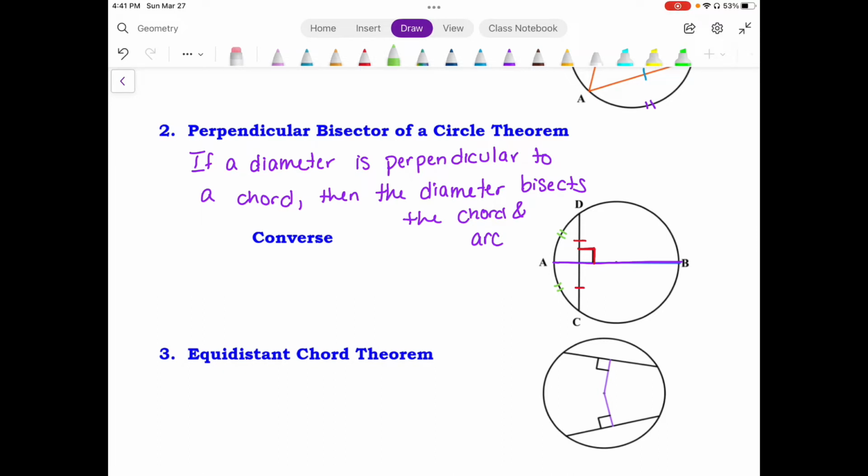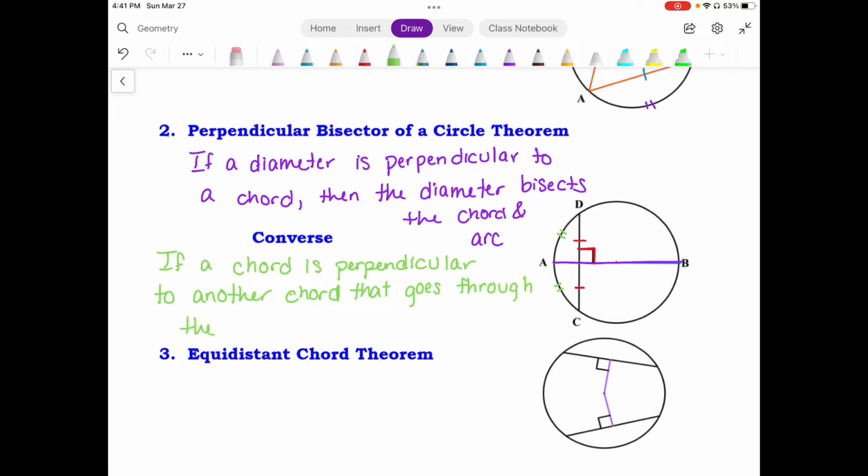The converse of this is if a chord is perpendicular to another chord, and this chord needs to go through the center of the circle, so another chord that goes through the center of the circle, then that chord is a diameter.